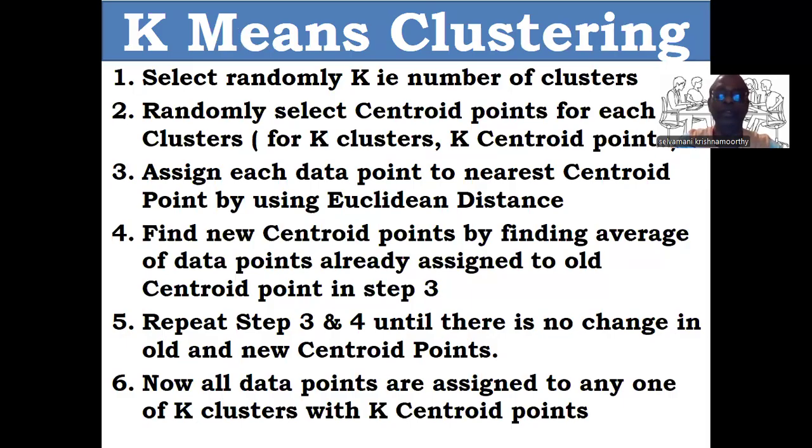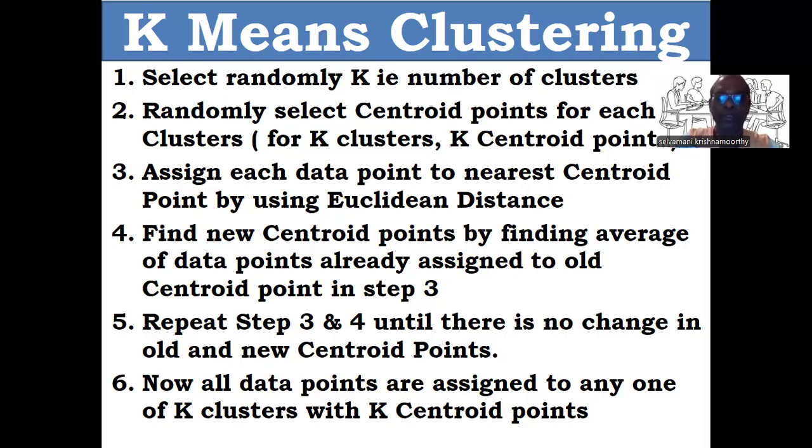The steps involved in the K-means clustering algorithm. Number one, randomly select K, that is, the number of clusters. K may be any number. For example, we have 8 data points. Let us select 3 as the number of clusters. That means all of the 8 data points should be assigned to one of these 3 clusters based on the closest distance, the lowest distance. The nearest data points can be grouped as 3 clusters if K is randomly selected as 3.